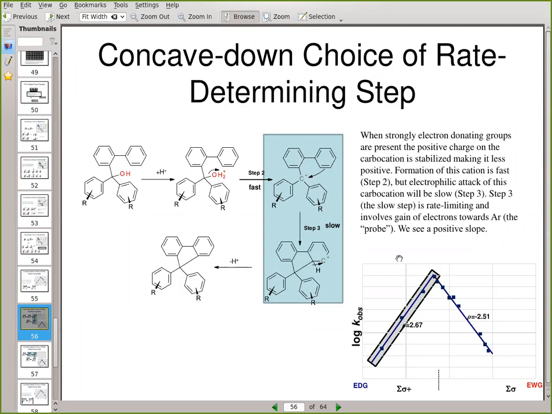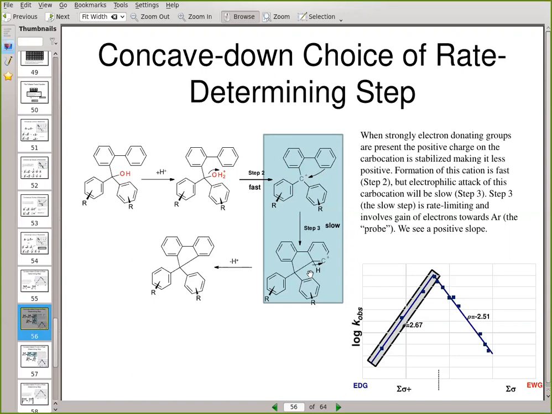I hope you can see that if you've got electron withdrawing groups here, you're going to make this really positive and you're going to accelerate the step. If you've got electron donating groups, you're going to mediate that positive, you're going to make it less positive, you're going to slow it down. So this side does match this as being the rate determining step.